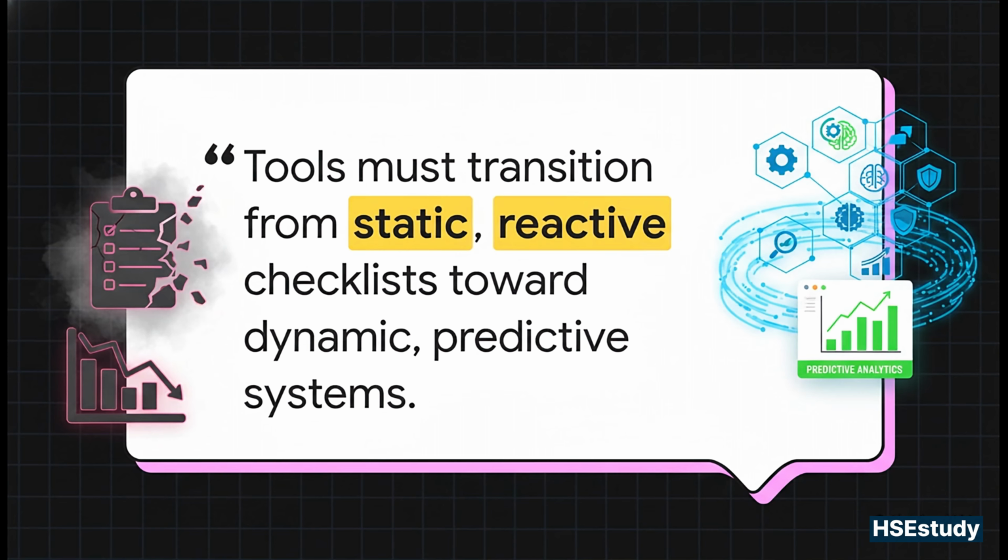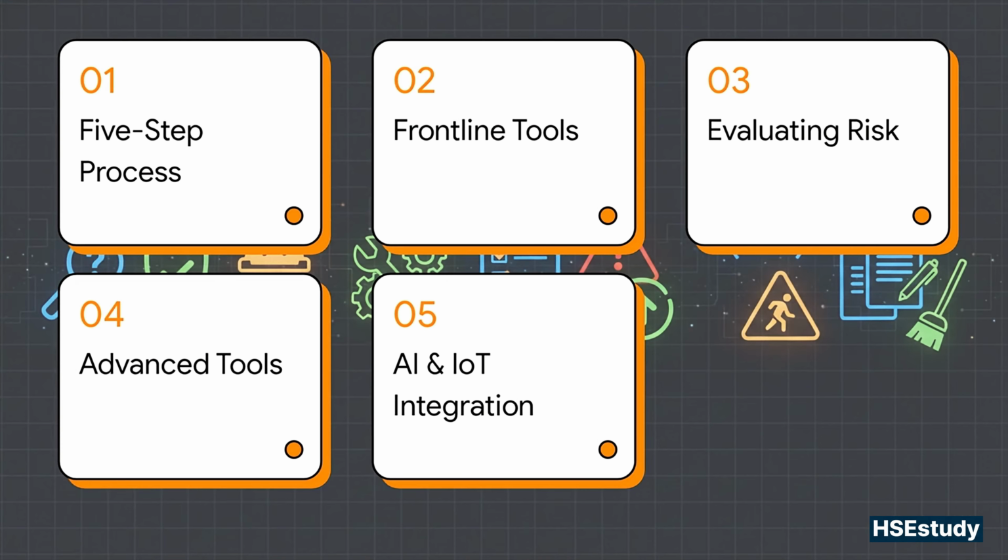The modern industrial site is incredibly complex, right? We have to catch everything from obvious physical dangers like combustible dust to those hidden insidious risks like worker fatigue. So our hazard identification methods absolutely have to evolve, from static clipboards to dynamic predictive systems. To help us get there, we're going to run through what I call the tiered toolbox. We'll start with the 5-step safety process, move into frontline tools, then talk about evaluating risk, dive into advanced tools, and finally look at the future with AI integration.